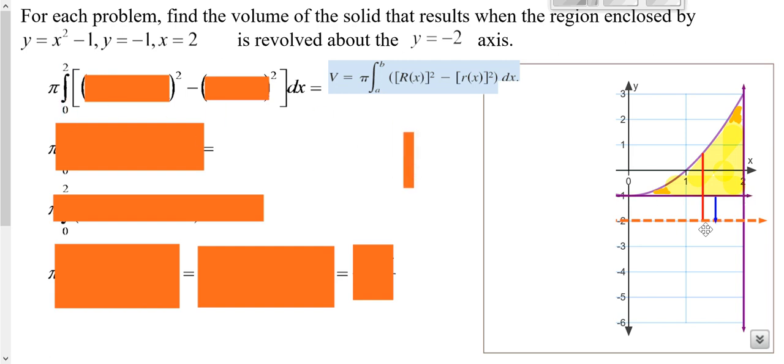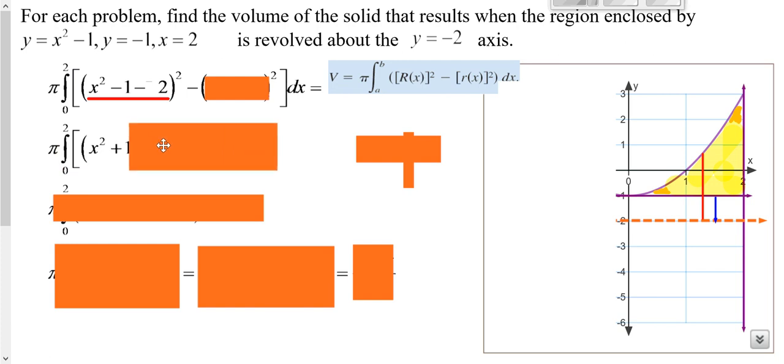Then you have to do the bigger radius, that's the longer of the 2. So that's going from your function down to your axis of revolution. So it would be your parabola, your function here, minus your axis of revolution, which is minus a negative 2. I don't know if you can see that little negative right there underneath the crosshairs. In other words, that's really negative 1 plus 2, which is where we get that positive 1.